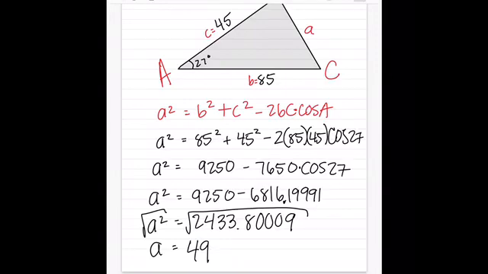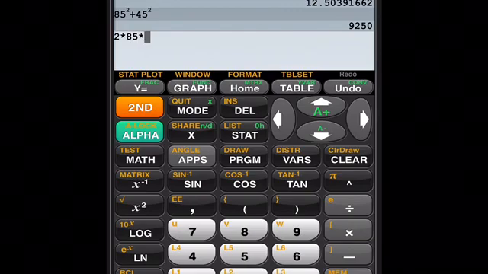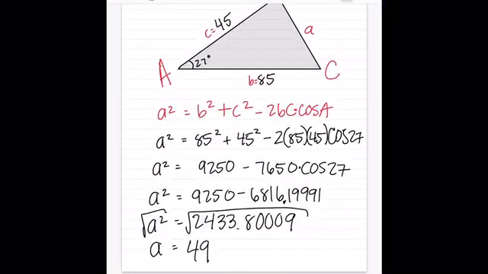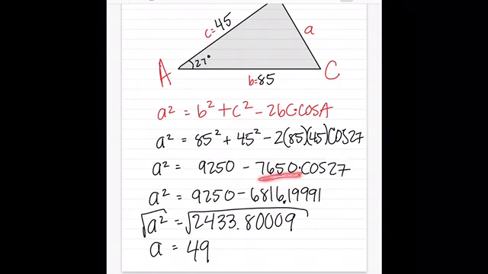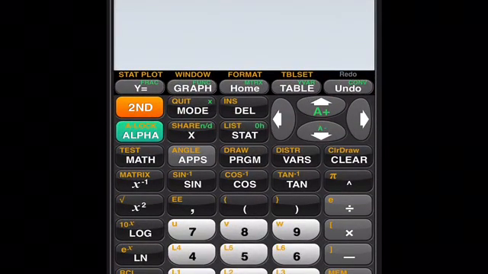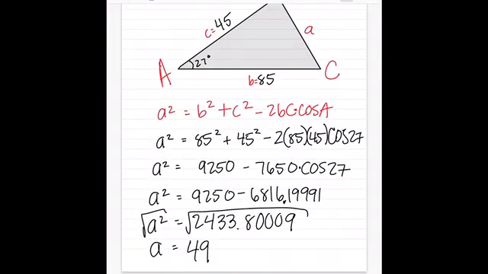Okay, now we can do this little section right here, 2 times 85 times 45. Hit enter. So 7650. Okay, that's where this came in right here. And then now I'm going to do this whole thing, 7650 cosine of 27. So 7650 cosine of 27, hit enter. There's that 6,816 point and so on. Oh, there we go. Okay.